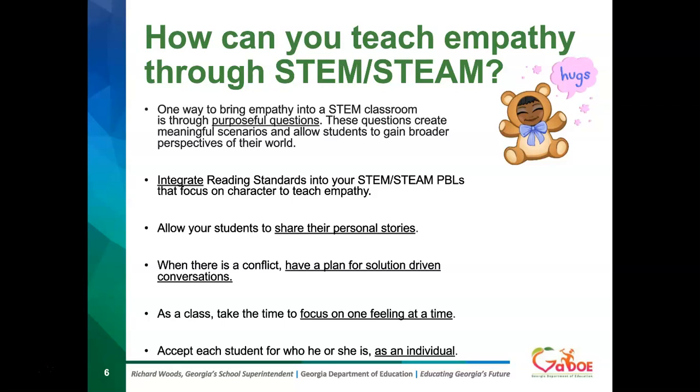Another way is to allow your students to share their personal stories. Allow them to talk and to speak out if that's something that they're comfortable with doing. Sometimes when they share their stories, students can hear different perspectives of how other students may have experienced different situations. And that helps them to hear that problems may exist and be the change.